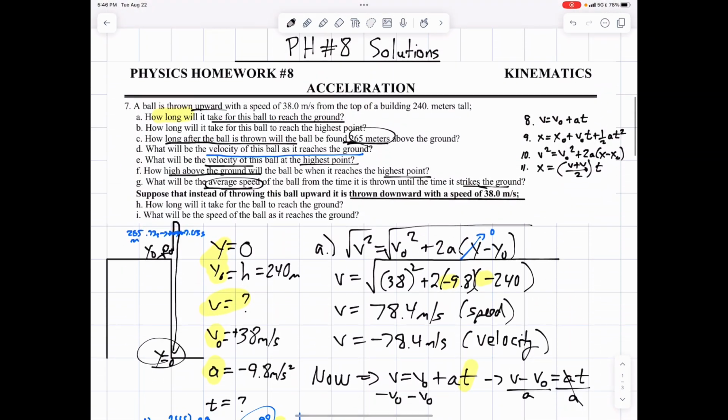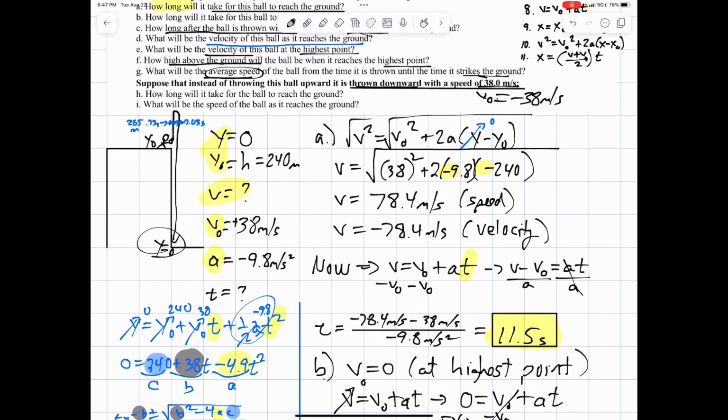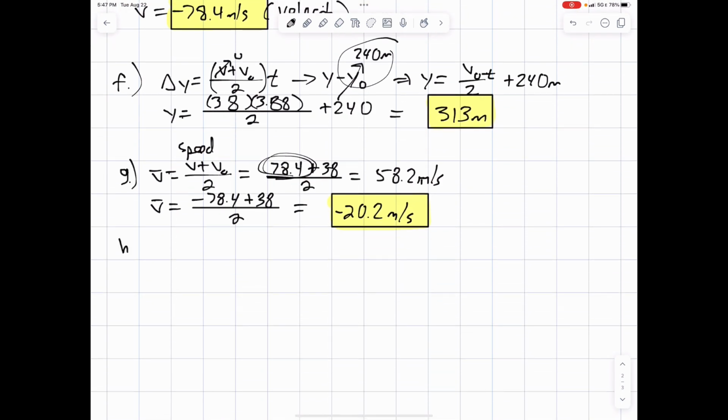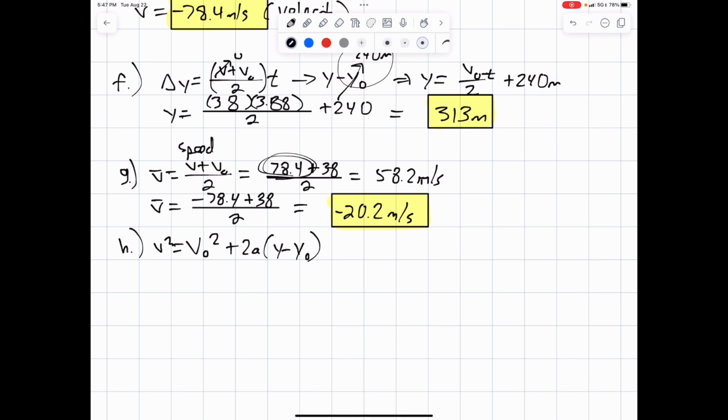Okay, so coming down the home stretch here, parts H and I are now dealing with what happens when the ball is thrown downward, meaning v naught is now negative 38 meters per second. Okay, so let's find the time it takes to reach the ground. I'm going to do the same thing I did in part A. I'm going to find the speed, and then I'll find the time. So part H, the speed: v squared equals v naught squared plus 2a times the quantity y minus y naught.